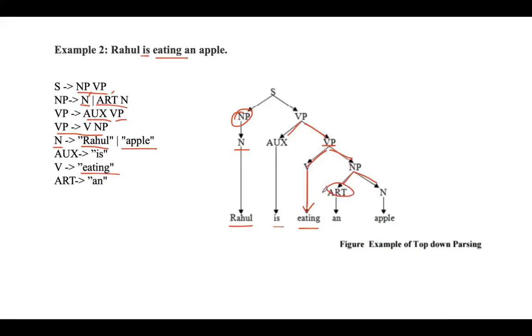Check whether article part of speech matches with the word in the given sentence. Next word is an. So there is a match. So you can expand this article as an. So you can take this alternative. So even though NP derives N or article N, we can't take this as N because we have an article or determiner here. So you need to take this production only. So an, and then expand N. So as N derives apple, you can take it as apple.